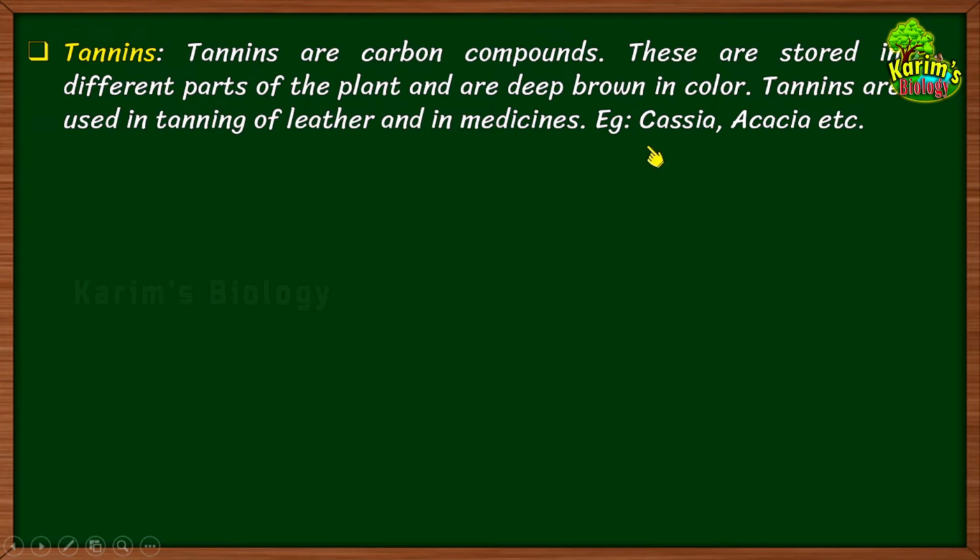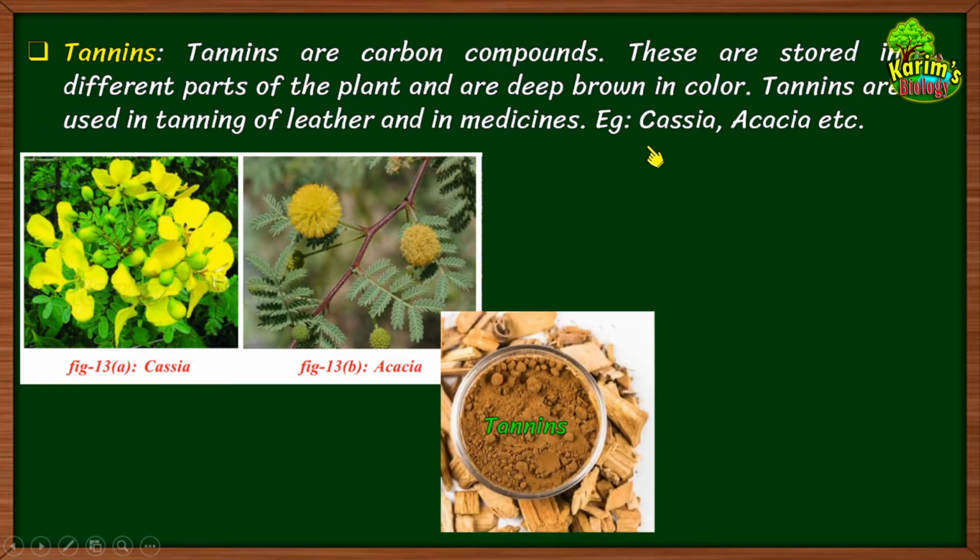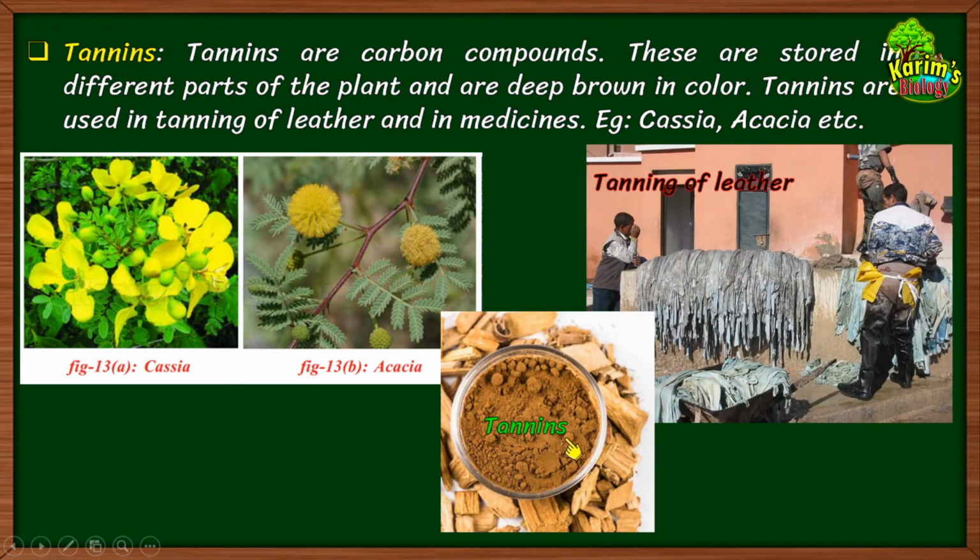So where do we obtain these tannins? They are obtained from cassia and acacia plants. Okay, so tannins are extracted from different parts of these two plants, and this is how tannins appear. Okay, they will be powdered, and the major use of the tannins is that they are used for tanning of leather. So this picture is a picture of a leather processing industry. There you can see animal skins. I think that you knew that leather is manufactured from the skin of animals.